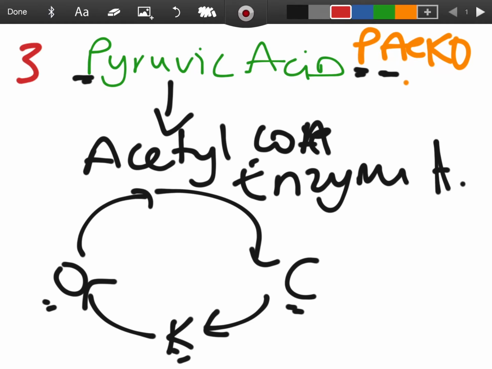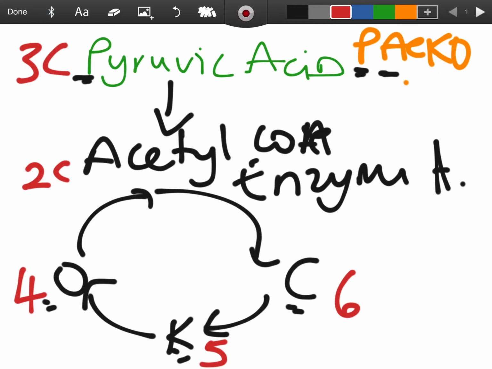And I think that helps you there because the pyruvic acid is a 3-carbon molecule. Okay, acetyl coenzyme A is 2-carbon. Okay, 6-carbon, 5-carbon, and 4-carbon. So it kind of helps you to remember where you're going to lose carbon dioxide in a second. So PACO helps with that.